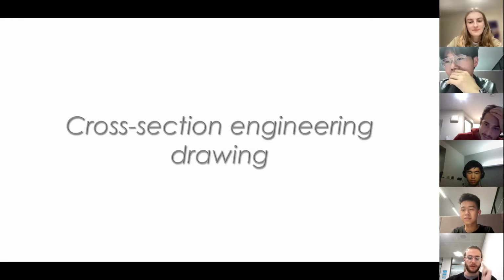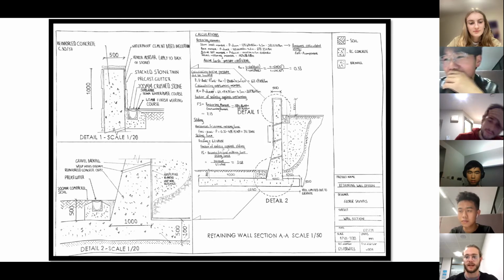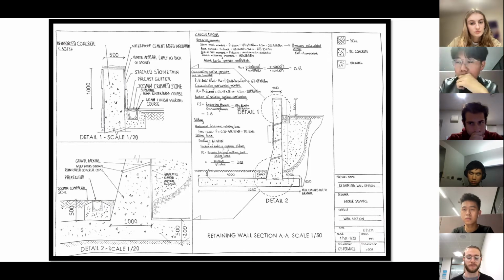In terms of the cross-section engineering drawing, we considered utilizing a cantilever design as opposed to the original gravity wall design, as we believe that it's going to add to the lifetime of the retaining wall. In order for us to choose the respective dimensions for the new retaining wall, we considered failure caused by overturning as well as failure caused by sliding.